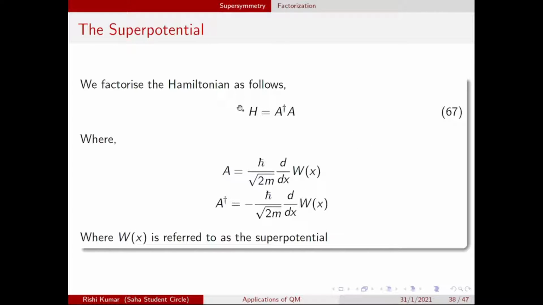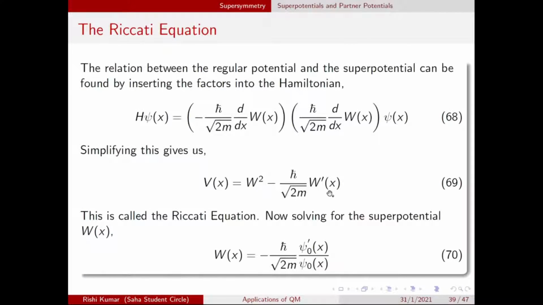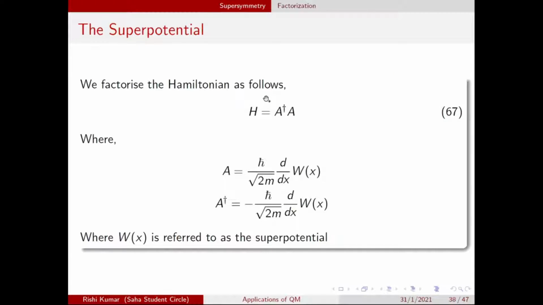We're trying to factorize this Hamiltonian. Okay, so W(x) is referred to as a superpotential. Now the relation between our regular potential V1(x) and our superpotential can be found by inserting these factors, right? So inserting A and A dagger into this Hamiltonian.